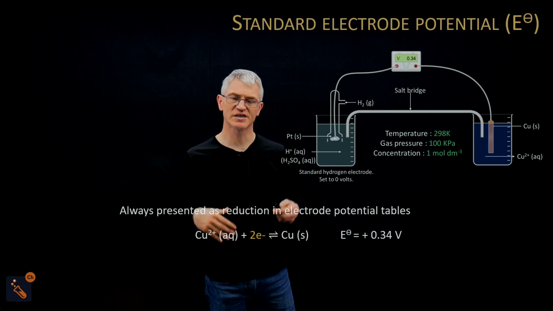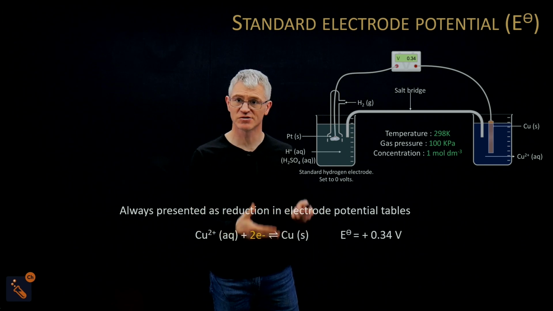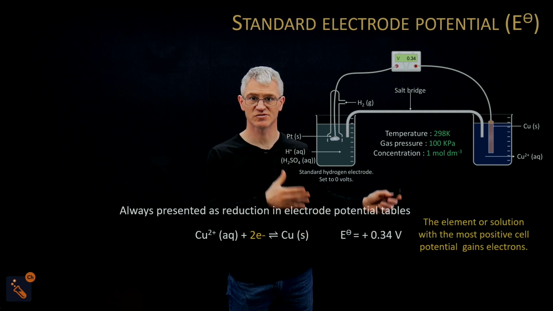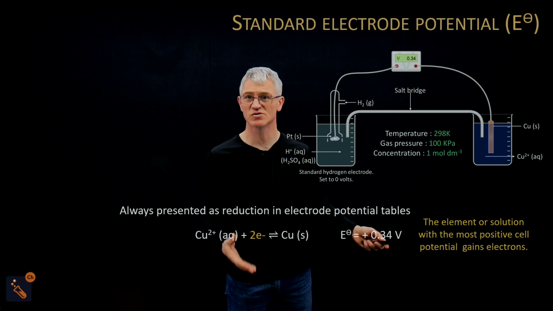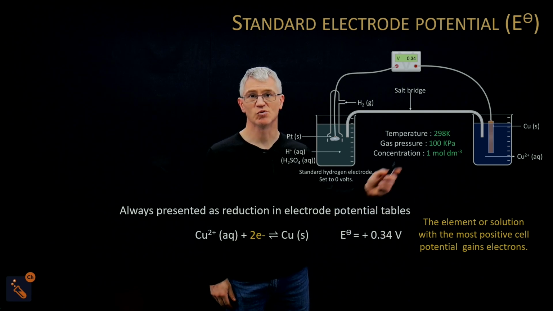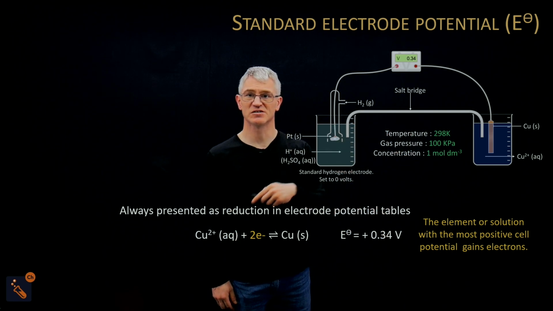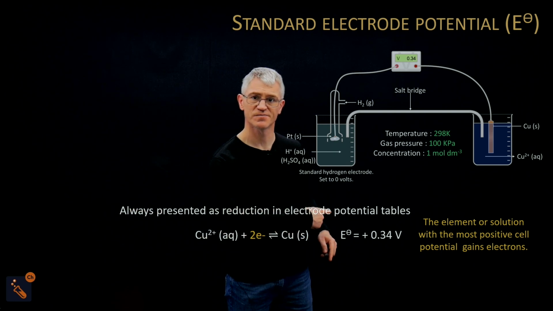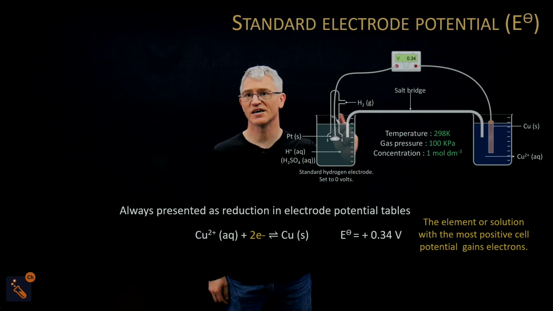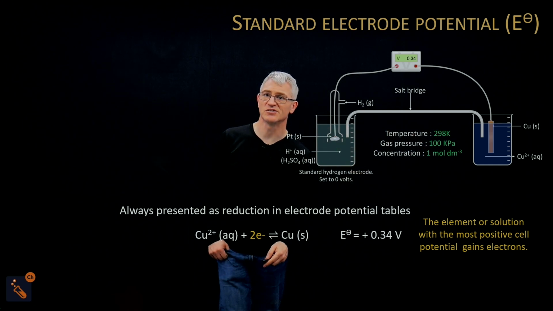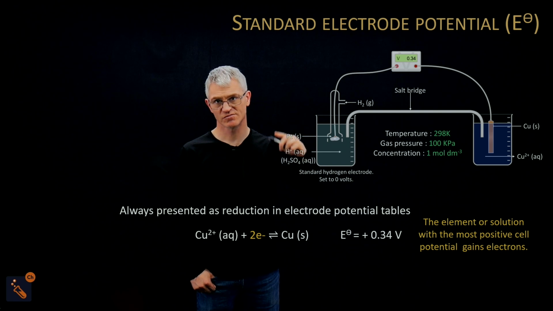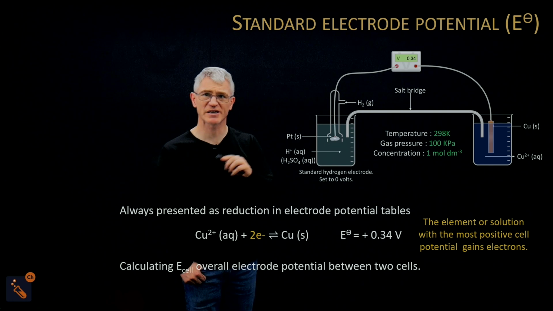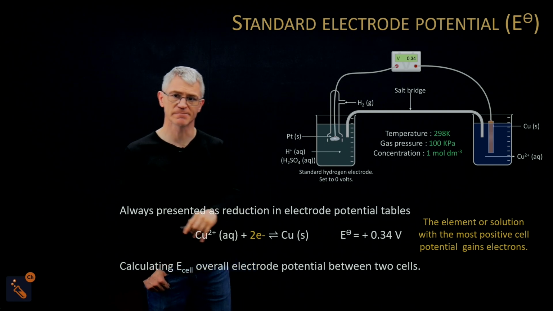Now, the most important thing is that when you compare two half cells, the one with the most positive cell potential gains the electrons. So this one is more positive than that one. So this means the copper will gain electrons and it will go in that direction. The hydrogen electrode will lose electrons. But we're not talking about combining those at the moment. We'll talk about that later.